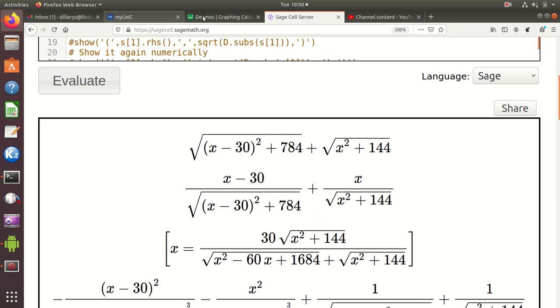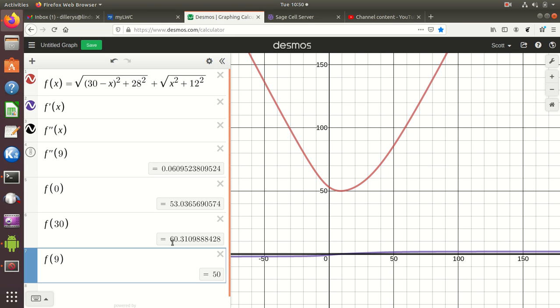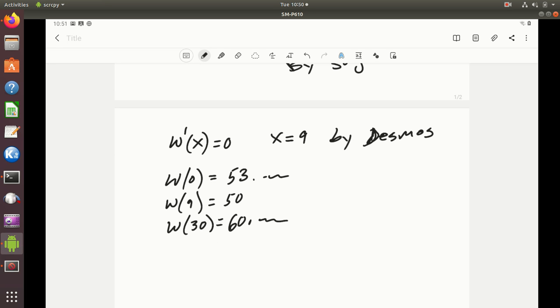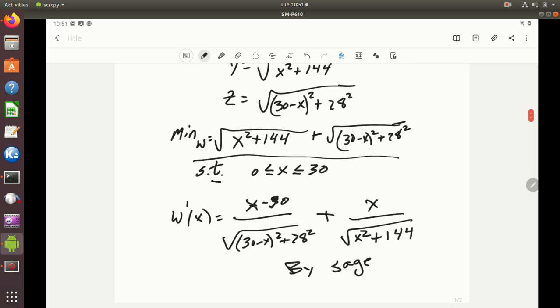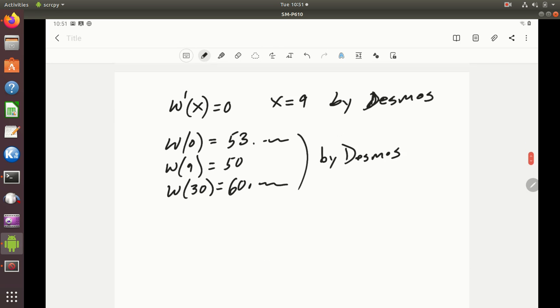Go back and look at Desmos here. Yeah, 60.3 and 53.06 and 50. Okay, go back to here. Okay, and again, by Desmos. And so since we had a continuous function on a closed interval, I can look at this and say W of 9 equals 50 is the minimum.